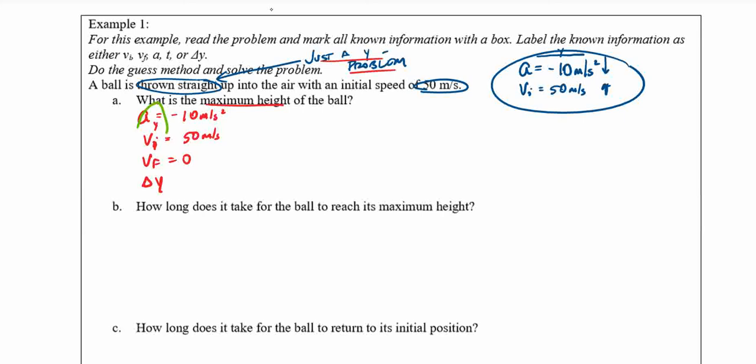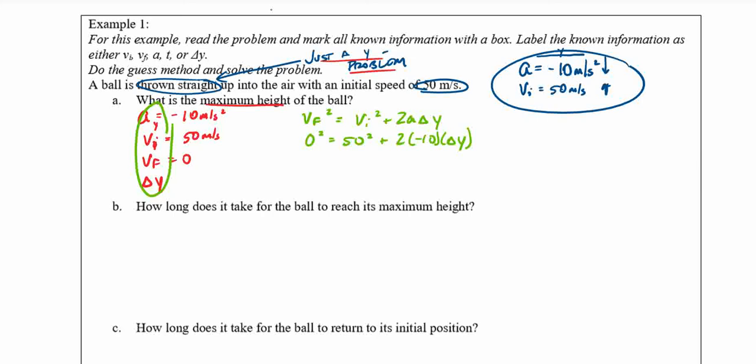So with these 4 pieces of information, the equation that we use is v final squared is equal to v initial squared plus 2a delta y. We're going to put our numbers in. So 0 squared is equal to 50 squared plus 2 times negative 10 times delta y. And we're solving for delta y.